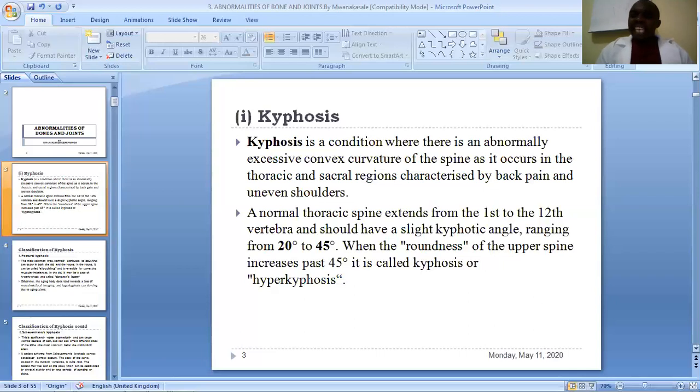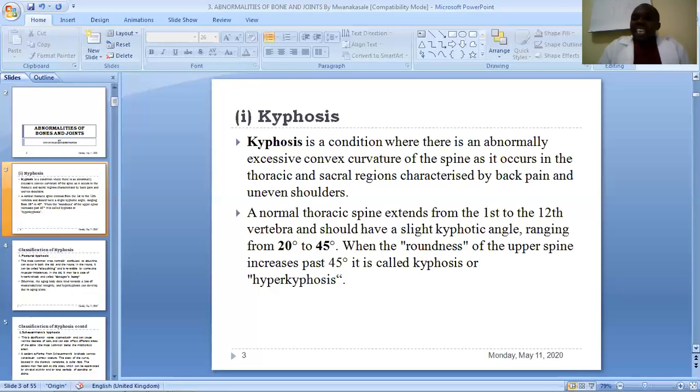Now, that curve, the normal curve, should only have the degrees from 20 to 45 in the thoracic region. When we start standing up, holding on to a certain object to support ourselves while standing as children, around 8 months and upwards, the lumbar region also begins to curve in the opposite direction to the curve that we had in utero life.